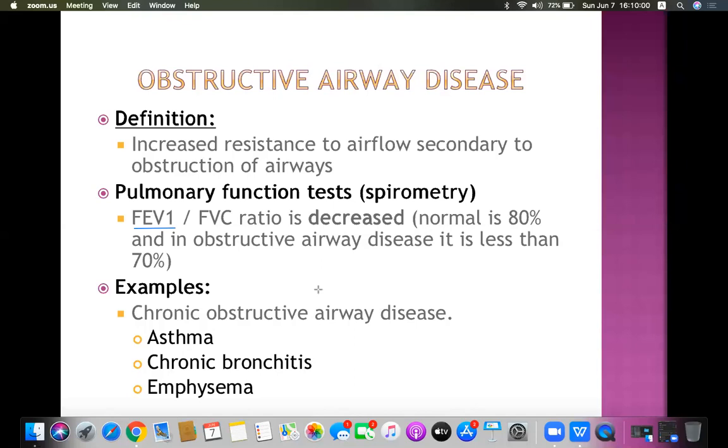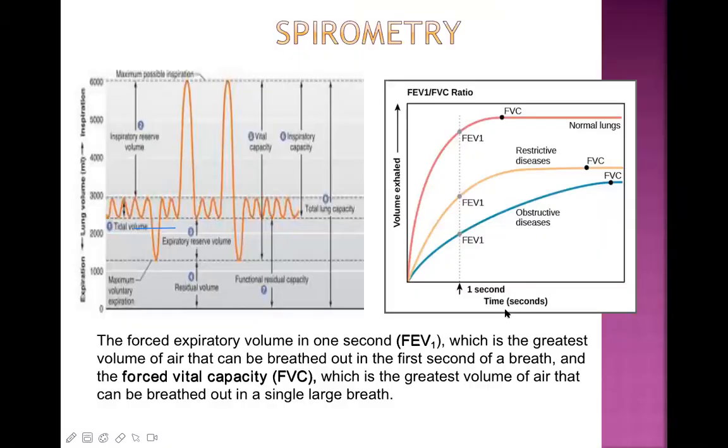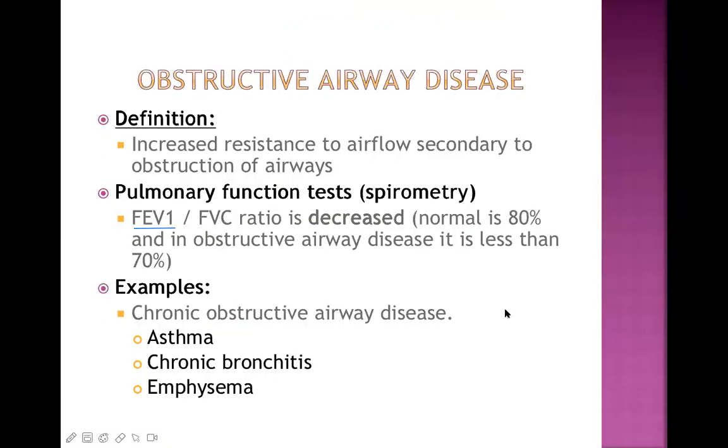Now, what are the examples of chronic obstructive airway disease? The common examples many students know already: asthma, also known as bronchial asthma, chronic bronchitis, and emphysema. Chronic bronchitis and emphysema are examples of COPD or chronic obstructive pulmonary disease, and that is the major topic we discuss in today's class.